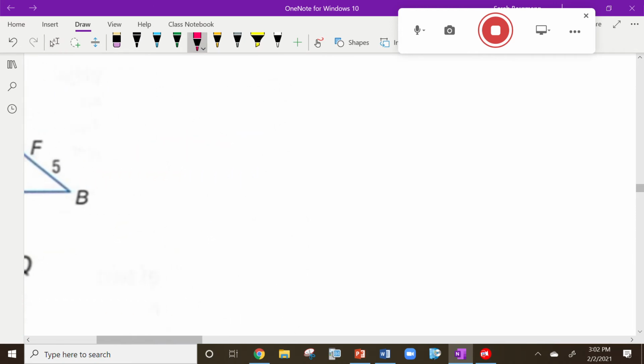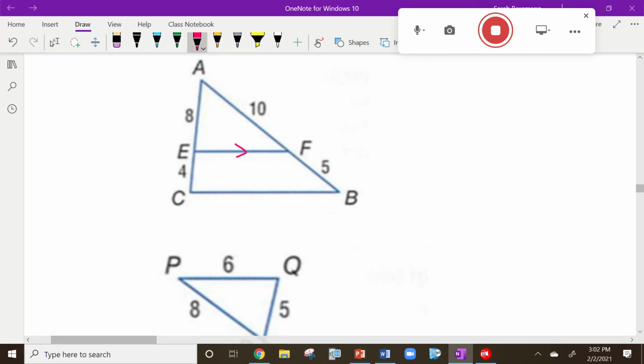This one is a little different from the last because we do not have lines that are parallel here. They might be parallel, but we're not really sure. It doesn't tell us in the diagram. We can't just assume that they look parallel. So what we're going to do is look at these two triangles, AEF and ACB.